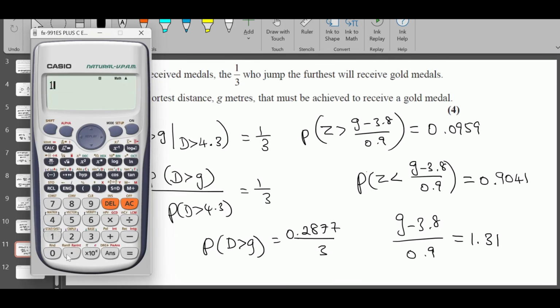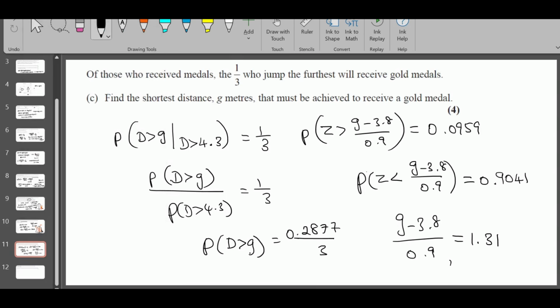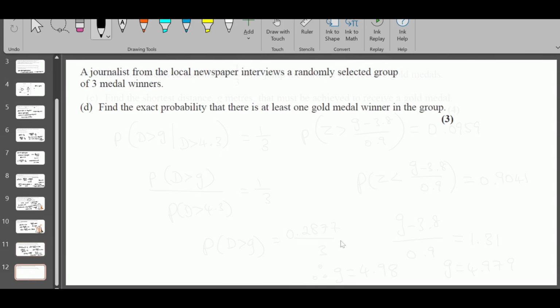So 1.31 times 0.9 plus 3.8, G is equal to 4.979. Therefore G is, rounded to 3 significant figures, 4.98. That's the answer. That's all. Okay, the last part.